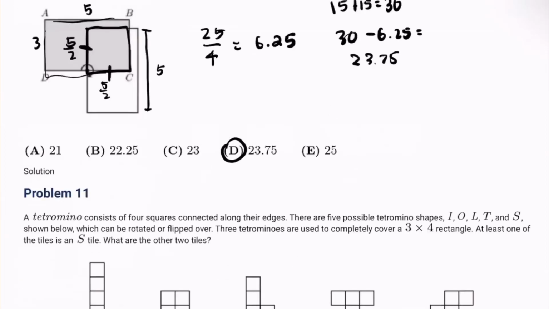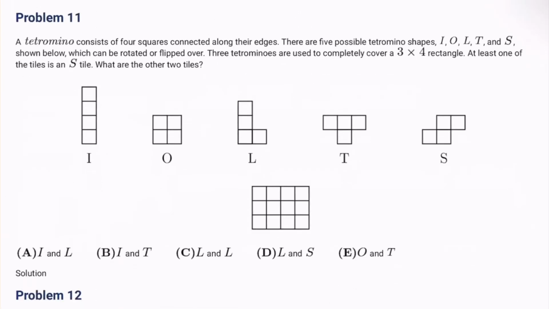Okay, problem 11. A tetromino consists of 4 squares connected over the edges. There are 5 possible tetrominoes, I, O, L, T, and S, shown below, which can be rotated or flipped over. 3 tetrominoes are used to completely cover a 3x4 rectangle. At least one of the tiles is an S tile. What are the other 2 tiles?